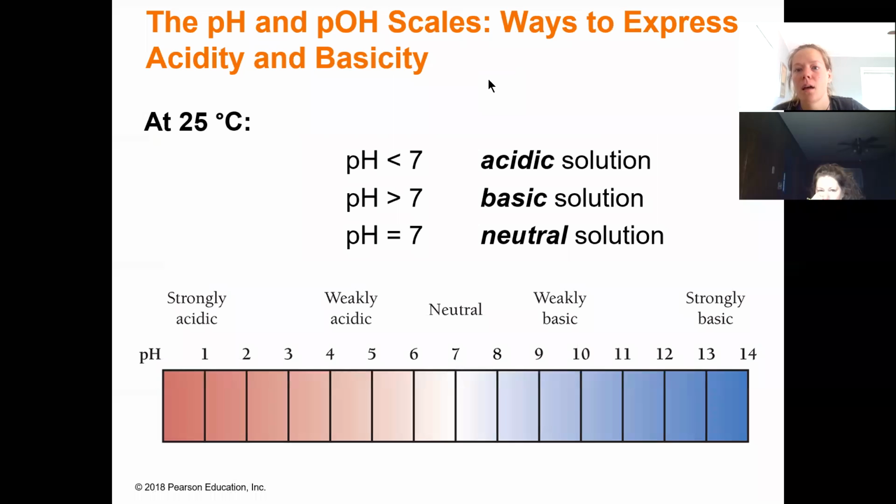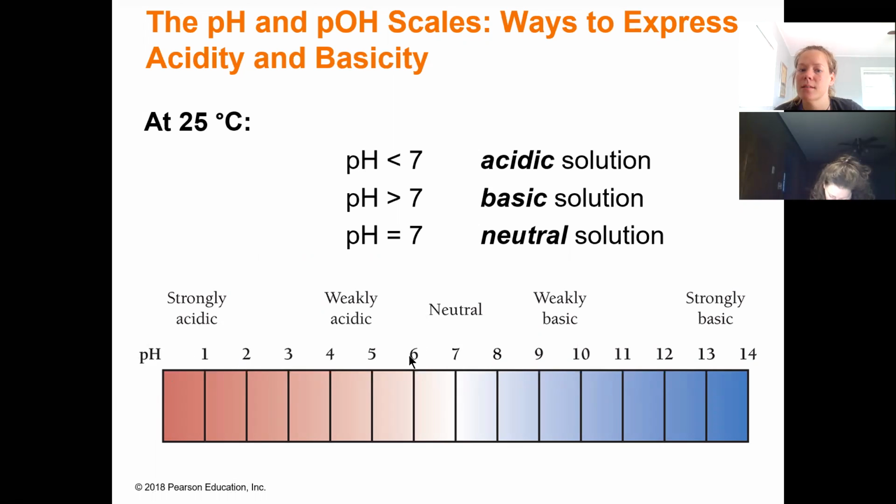So let's look at pH here. Hopefully you're kind of familiar with the pH scale. It's a scale of 0 to 14. You can have negative pHs, but we're not going to get into that. But 0 to 14, neutral pH is 7, right? That's like pure water. As the numbers go down, you become more acidic.